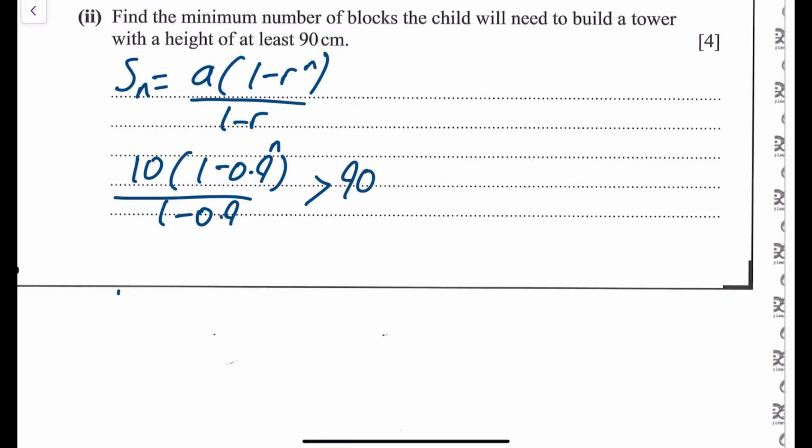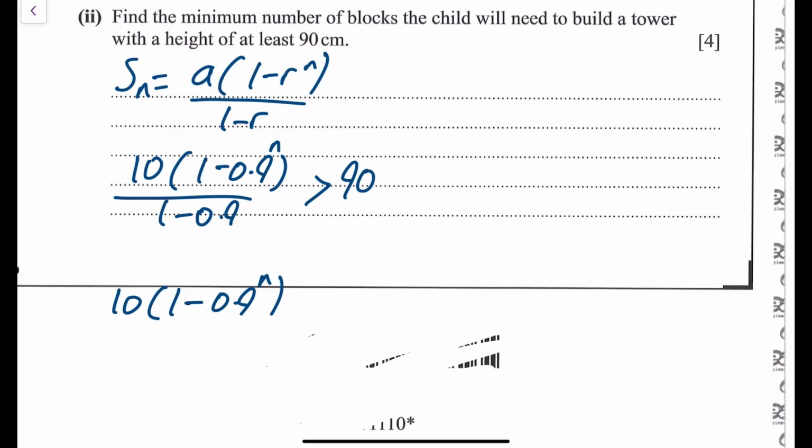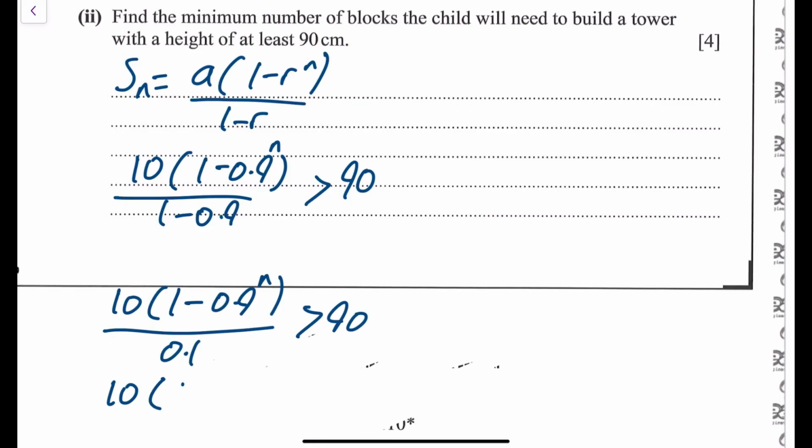And then we can just tidy up a wee bit. That's 10 upon 1 minus 0.9 to the power of n, sorry, 0.9 should be in there. And that's all divided by 1 minus 0.9, which is 0.1, and that's greater than 90. Multiply across by that 0.1, and you'll have 10 times 1 minus 0.9 to the power of n is going to be greater than just 9.